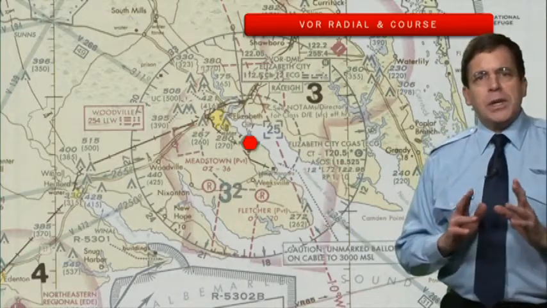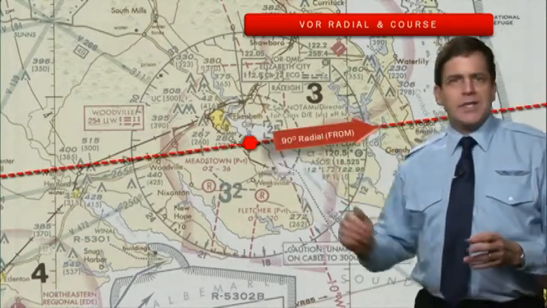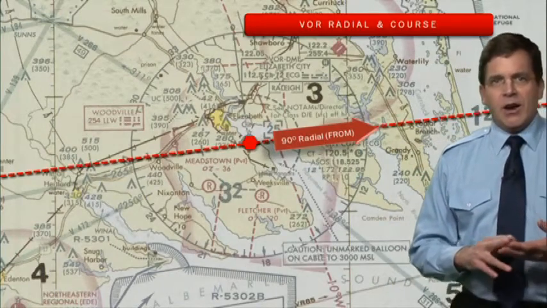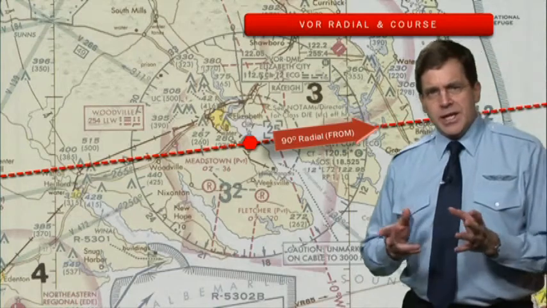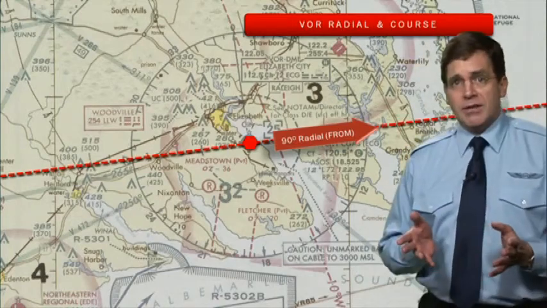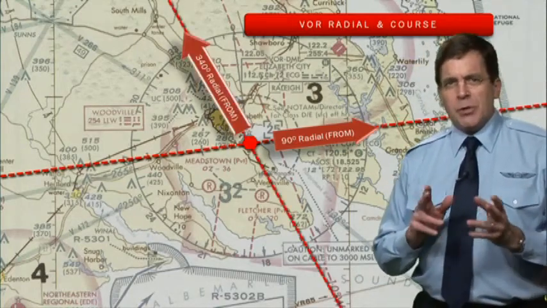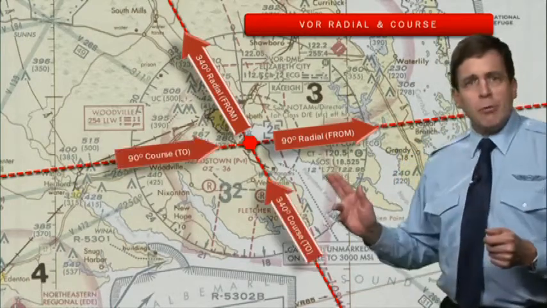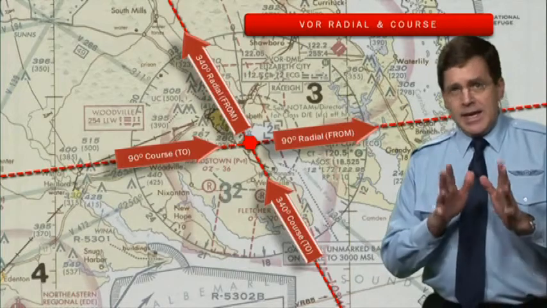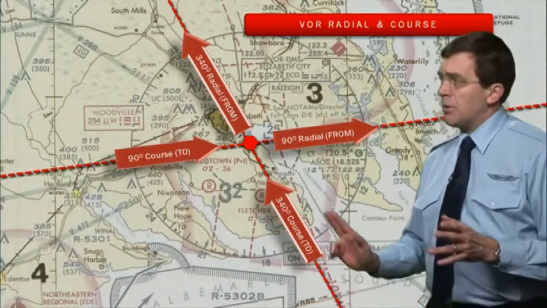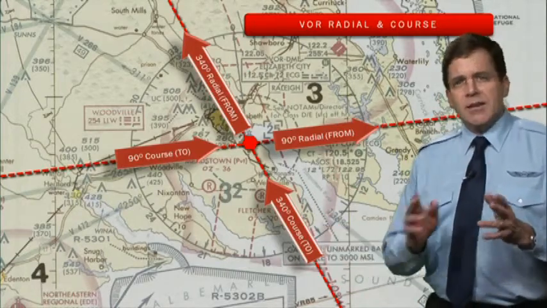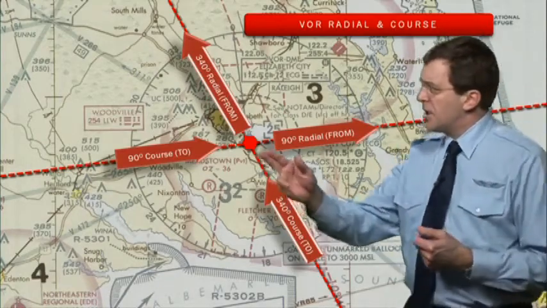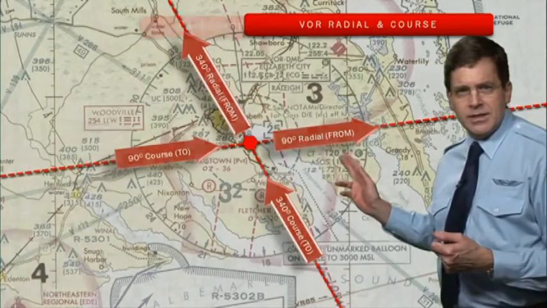Remember that radials always radiate away from the station and will be indicated with a from flag. A course to a VOR is always indicated by a to indication. Note in this example that when you navigate to the station towards the 340 degree radial, the inbound course is 340 degrees. And the course towards the 090 degree radial is 090 degrees.